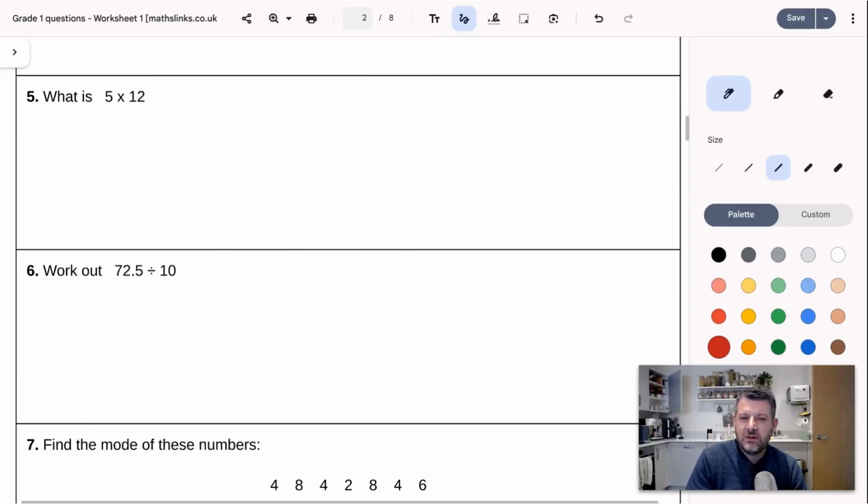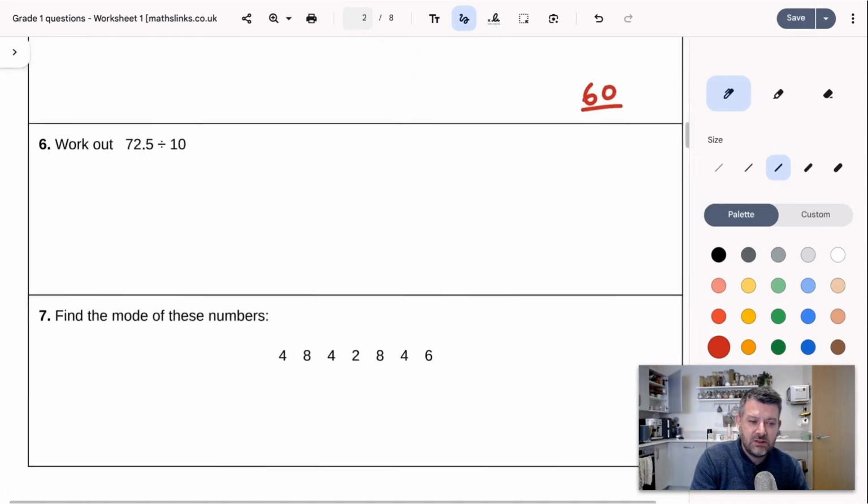5 times 12, well, you're expected to know your times tables up to 12. Hopefully we all know that 5 times 10 is 50. 55, 60 to get to 12 fives.